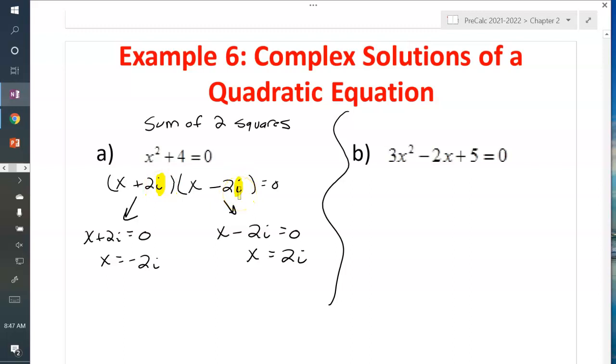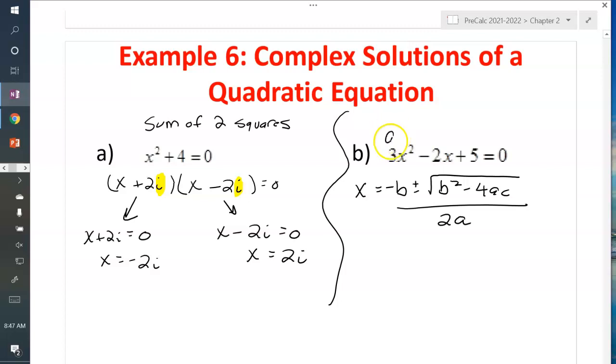All right, next one. We can't factor that. So what we're left with is quadratic formula. So if you remember, that is x equals opposite b plus or minus square root b squared minus 4ac all over 2a. So remember your quadratic formula. A is the 3, b is your negative 2, c equals 5. It's already set to 0, so I'm good to go. So now just plug in.